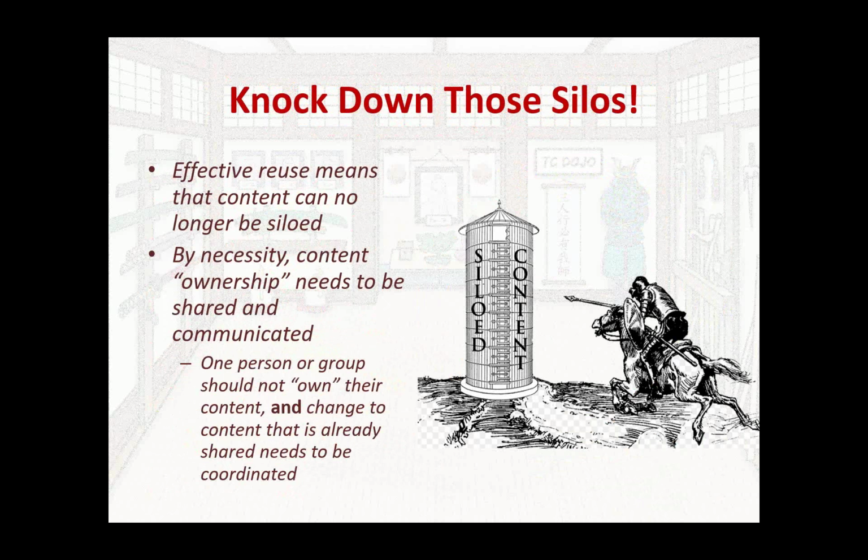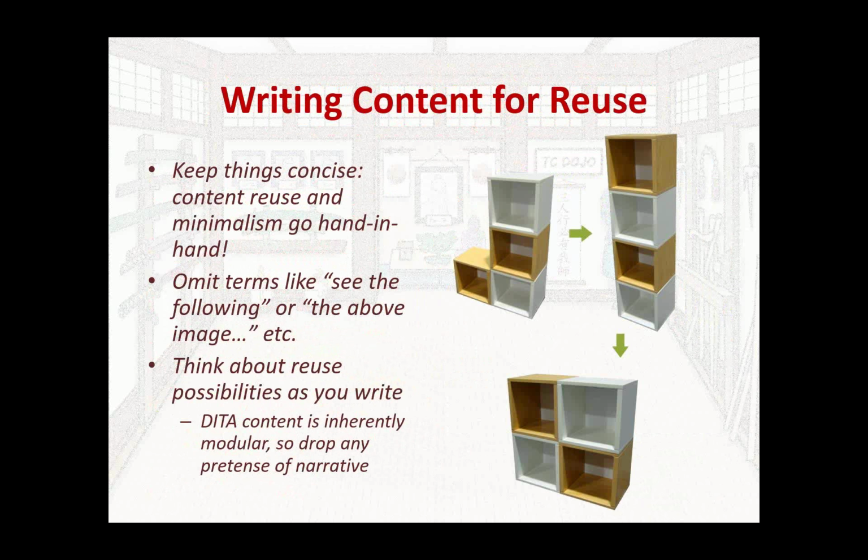Because effective reuse just goes out the window in that case, and also you lose things like consistency. When writing content for reuse, keep things concise, because content reuse and minimalism really do go hand in hand. You also should get used to the idea of omitting terms like "see the following" or "the above image," because that thing that's following may in fact be before it, and the above image may in fact be below it in a separate topic or not there at all.